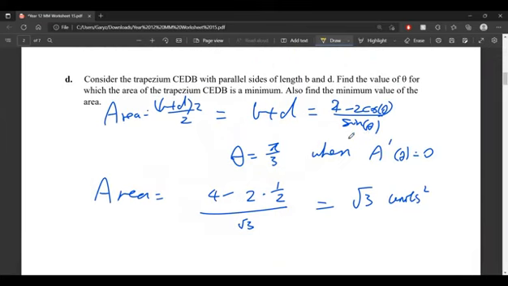And now we take the derivative and make it equal to 0, and we get theta equals pi on 3. That's when that happens. And sub that in for the area, and we get area equals root 3 units squared.